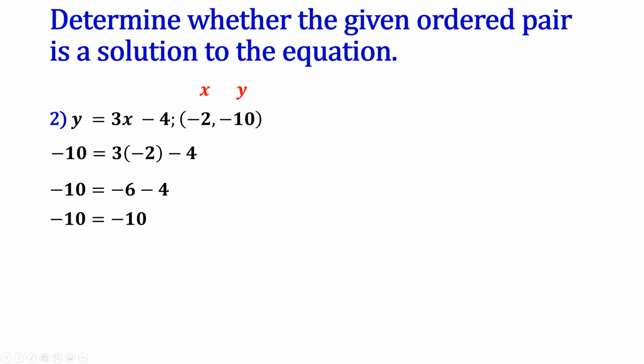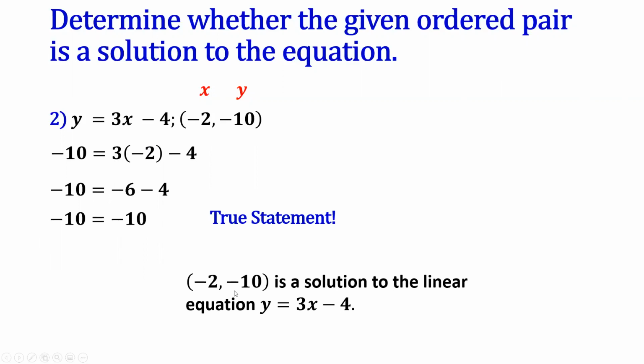And you have to ask yourself now, is this a true statement or a false statement? And for most of us, this should be pretty obvious. Yes, -10 does equal -10. So this is a true statement. When you produce a true statement, what that tells us is that this point lives on the line. Or in other words, -2, -10 is a solution to the linear equation y equals 3x minus 4. So if you produce a true statement, this will be a solution.